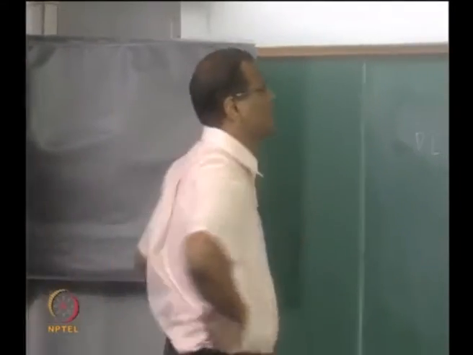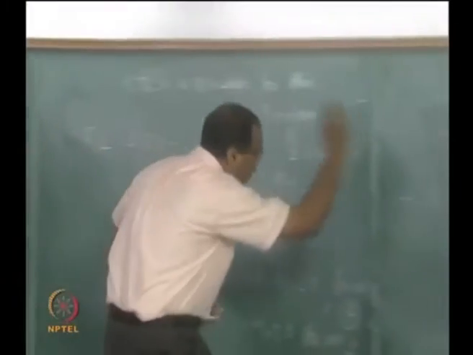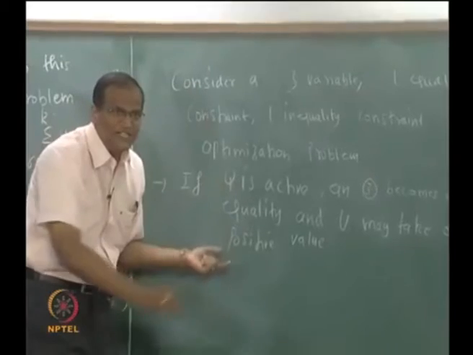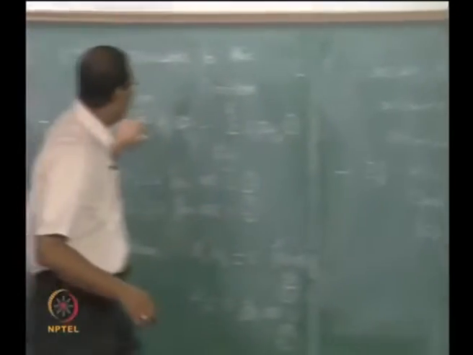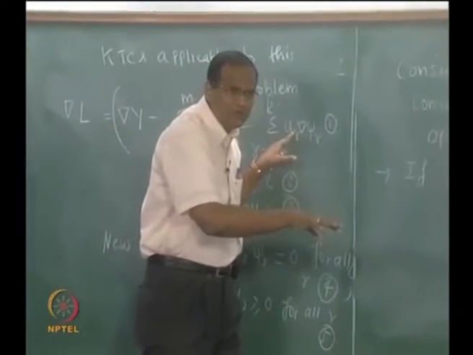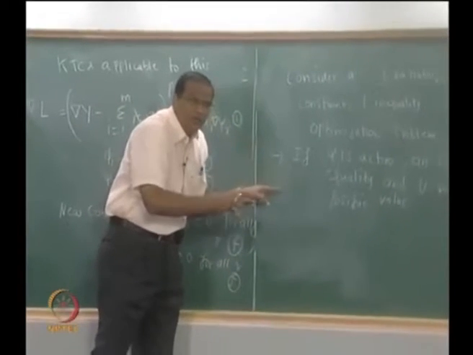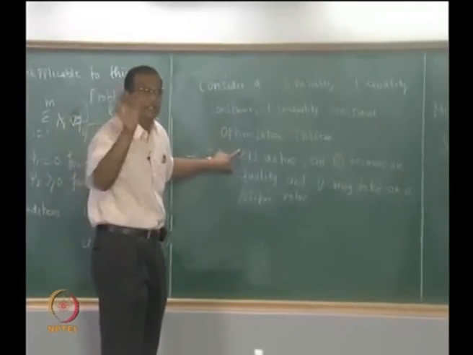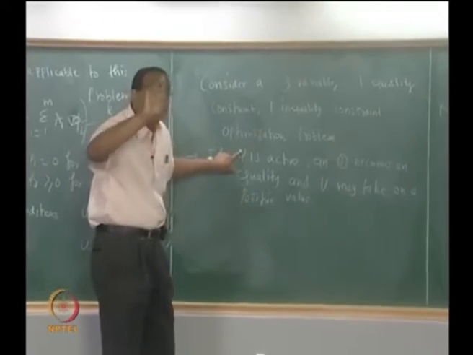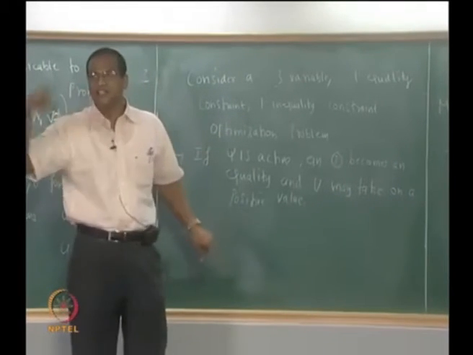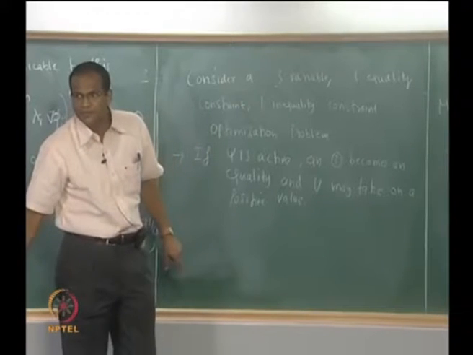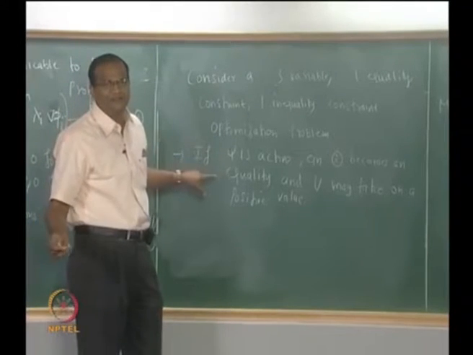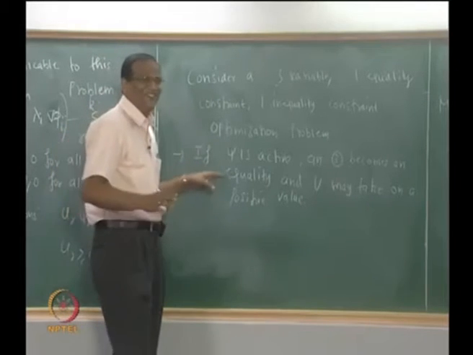Alternatively, you can use the KTC condition, assume that a particular inequality constraint is active, and solve the resulting set of equations. Apart from lambda, you will also get u. Look at the nature of the u. If u is negative, your original assumption that psi is active is wrong. Therefore, that can be omitted from the calculation in the next iteration. How many of you didn't follow this? Okay.